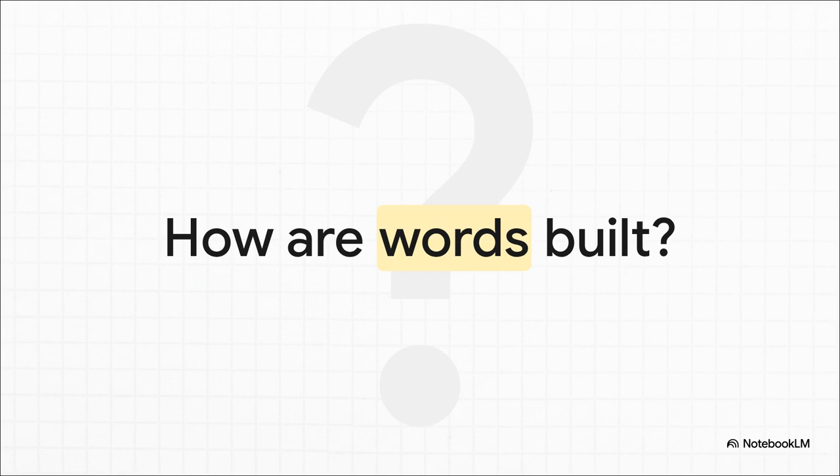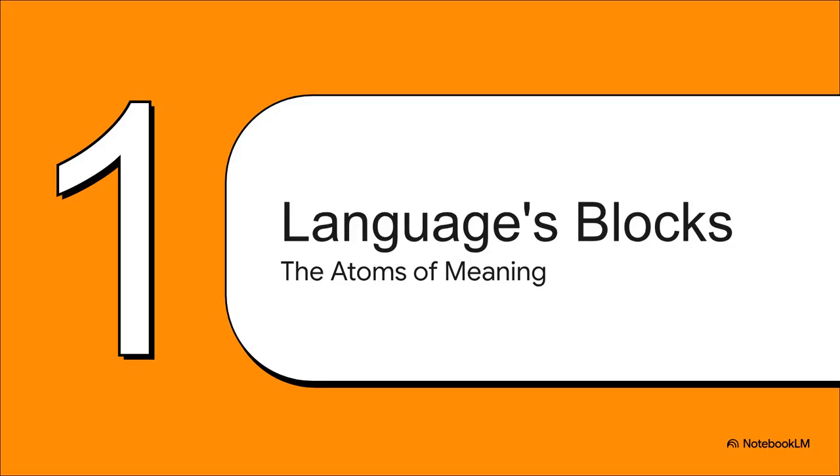And to find the answer, we've got to go on a little tour of that factory. We need to get down on the factory floor, see the raw materials, and check out the blueprints that guide the whole operation. All right, first things first. If you want to understand how anything is built, you have to start with what it's made of. So let's begin with the absolute fundamental components of our language.